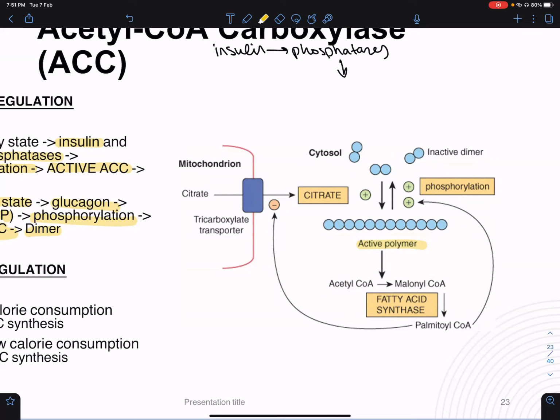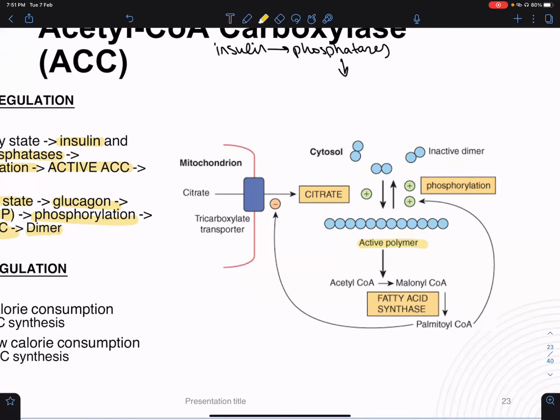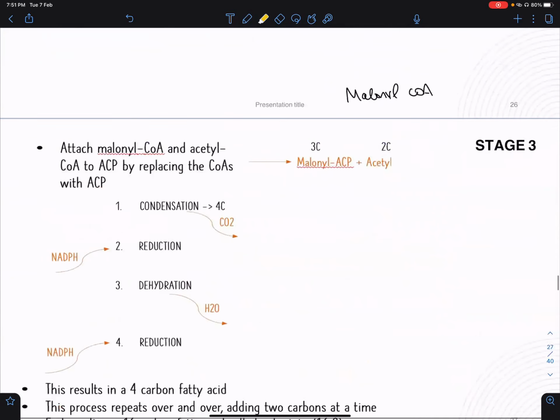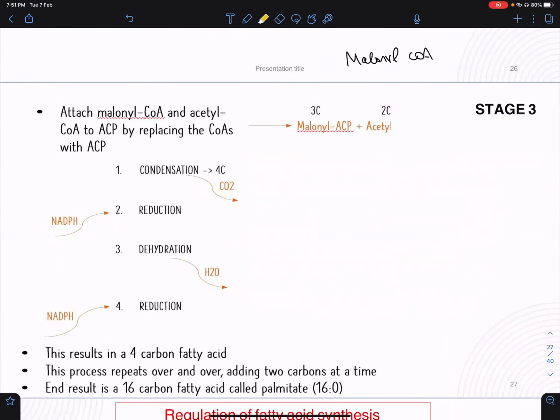She replied yes. Okay, cool. Okay, so now to the final stage of fatty acid synthesis. We have the malonyl-CoA that's produced from the second stage. What's going to happen is you have the ACP, which is just a carrier protein. It's going to replace the CoA with ACP. So basically, it's just going to remove the CoA and take its place. So now you have malonyl ACP and acetyl ACP.